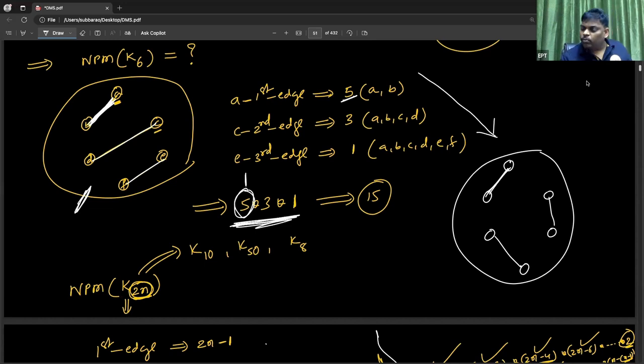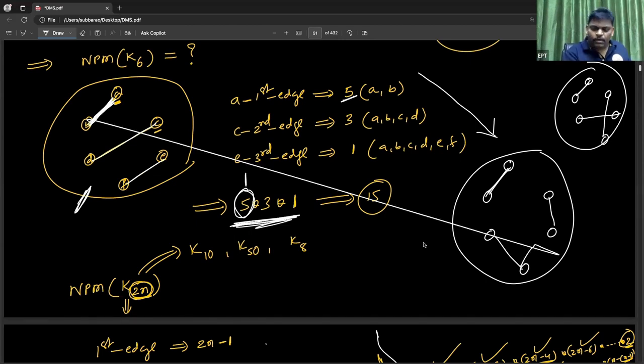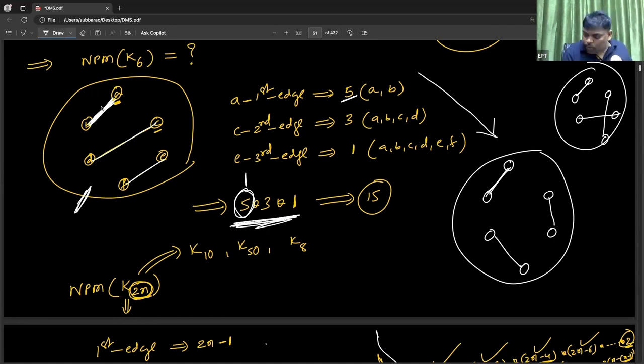One more possibility is like this. One more possibility like this one. This is fixed only. One more maybe like this. This is also one more. So by fixing this person, I have 3 possibilities. In the similar way, see this one. By fixing this person, I have 3 possibilities.